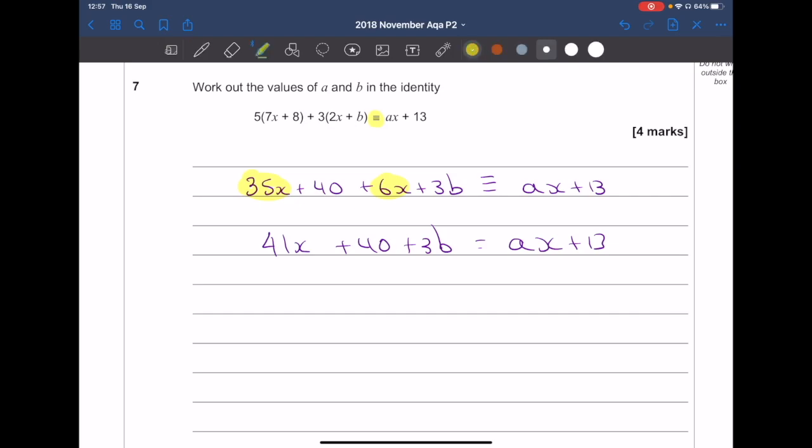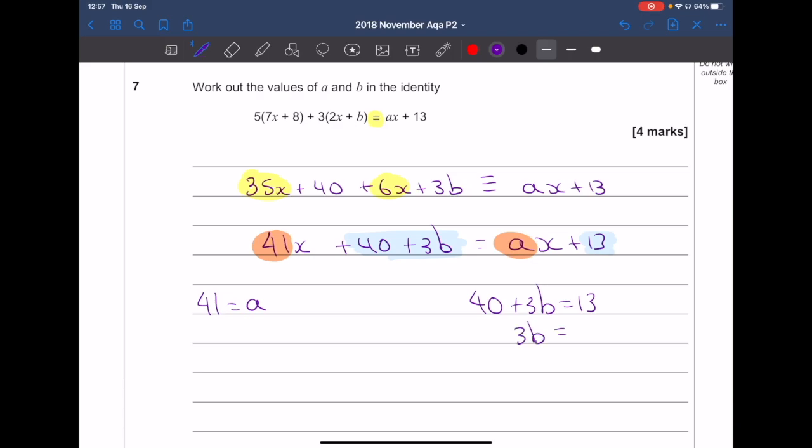Because it's an identity, I'm not able to move around, but I'm able to compare coefficients. What is in front of x? Well, from this, it means that 41 must be equal to a. And then I can say that 40 plus 3b must be equal to 13. So 40 plus 3b must be equal to 13, and I can solve that.